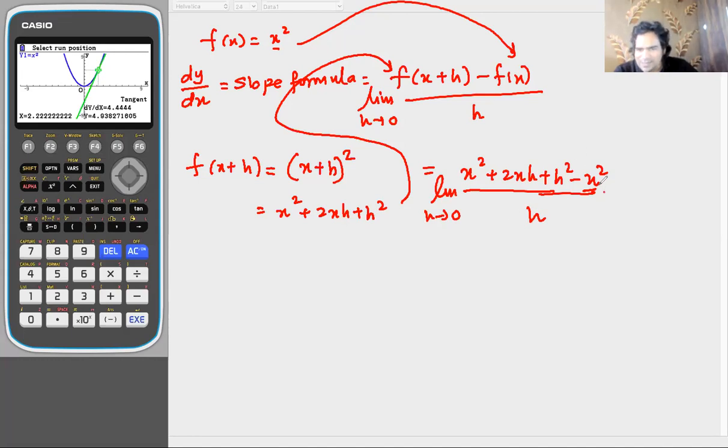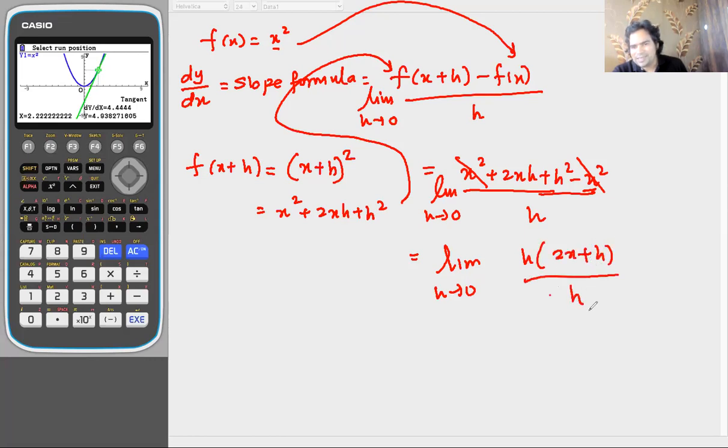So now once again, you can see the x squared terms get cancelled. And what we have to do is take h common in the numerator. So if I take h common, it is h times 2x plus h over h. If I cancel it out, what we get is 2x plus h. So our expression is now limit h tending to 0 of 2x plus h.